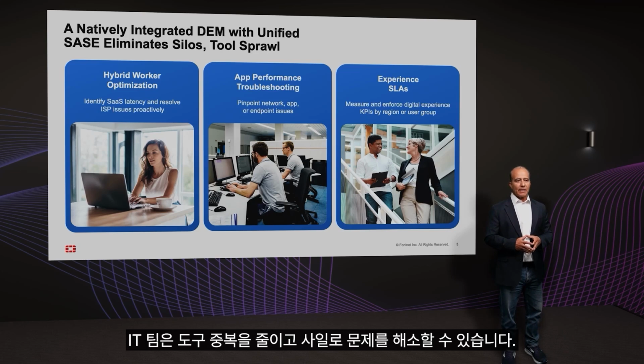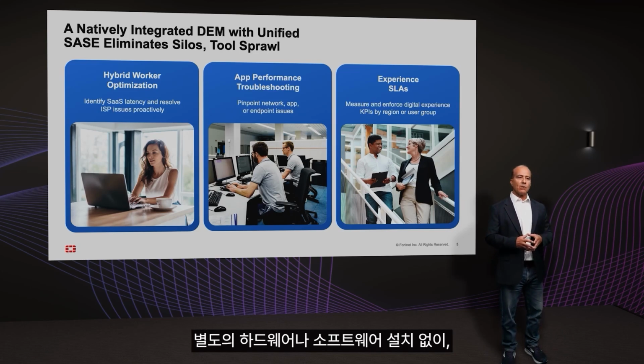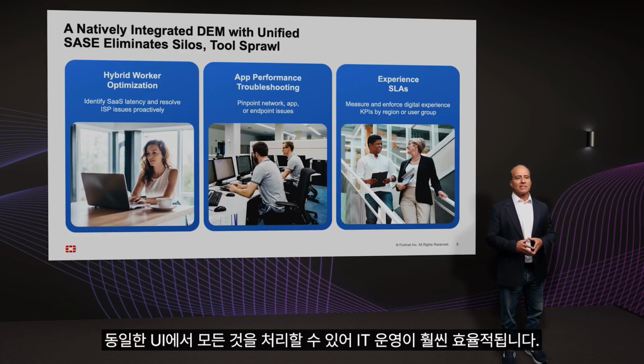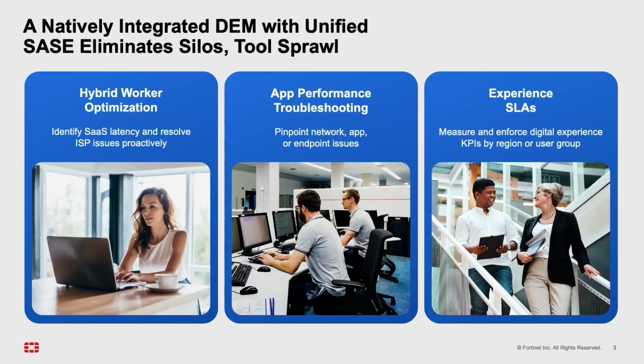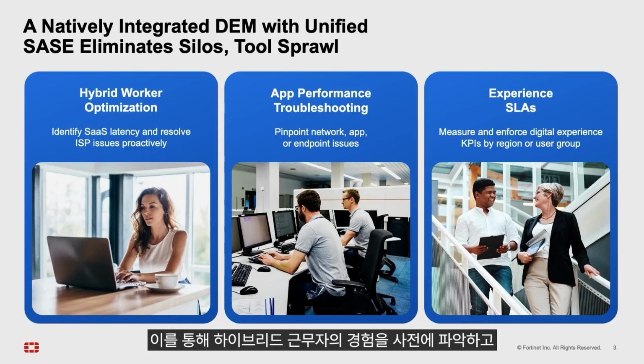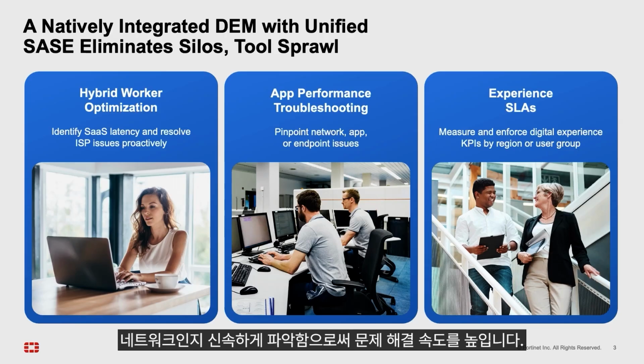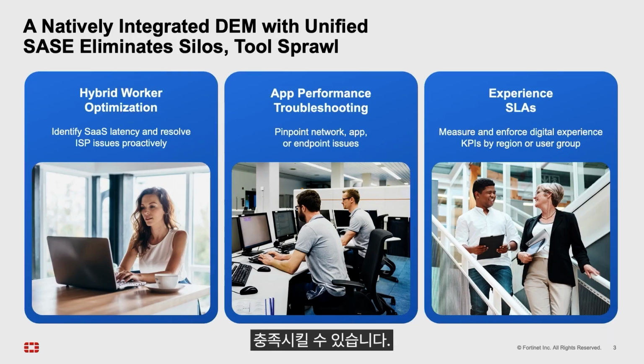Now, having a natively integrated DEM with SASE will help IT teams cut down on tool sprawl and eliminate silos. No additional hardware or software to install or manage. All is done from the same UI, which makes the job of IT teams more efficient. That allows them to optimize hybrid worker experience by proactively identifying and resolving issues, and to troubleshoot faster by quickly pinpointing where the issue is coming from: is it the endpoint, is it the application, or is it the network? Also, it allows IT teams to set and meet SLA experience by region or user groups.